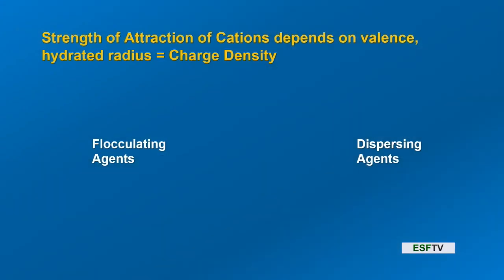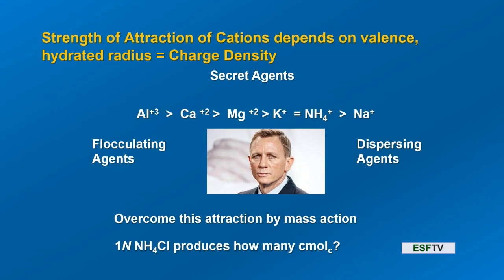So let's put this on a graph and think about flocculating agents and dispersing agents. Let's take this one step further. And secret agents. And you'll recognize a mad caricature of James Bond, not the original Sean Connery, but one of the more recent Bonds. And flocculating agents have a high charge density. Right? They have a high valence, which leads to a small hydrated radius. It flocculates. It will counteract the net negative charge in my cells, clays, and suspension.